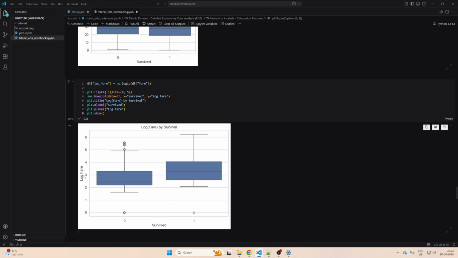Now survived with log fare. We have seen before, we saw survived with fare. So the higher the fare, the more chance of survival. So we use here the log of fare. We calculate the log and we can see clearly that higher paid people have a higher chance of survival compared to lower fare.